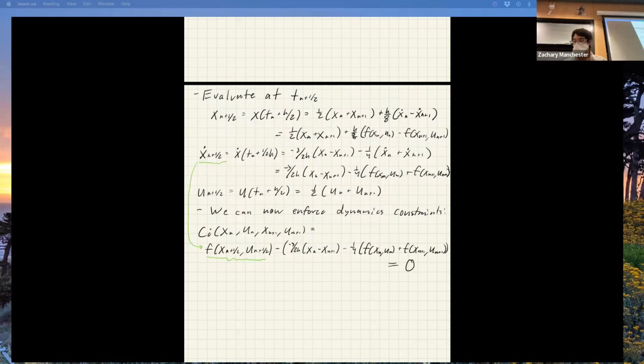Okay. And to be super clear, this is the x dot. These are all the continuous dynamics functions. These are not discrete time, coming from Runge-Kutta. These are the original continuous dynamics functions.